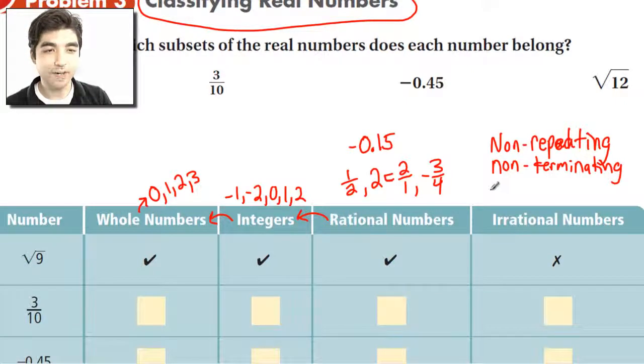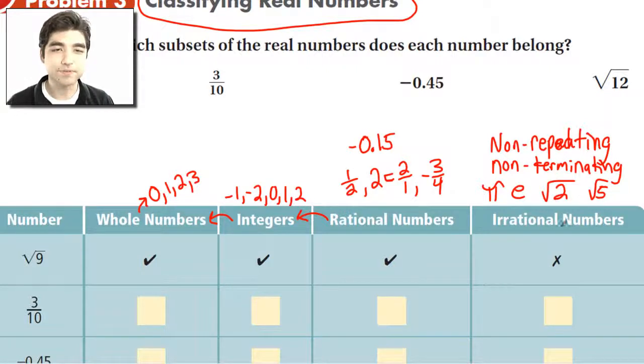Some famous ones are pi, because pi is 3.145, and it keeps going on forever, and doesn't stop, and it doesn't repeat. Another famous one is e, I believe. And then also some other ones that fit into this category are non-perfect squares, like the square root of 2. There's no number times itself that can equal 2. Or the square root of 5. So pi, e, square root 2, square root 5, those are irrational numbers.